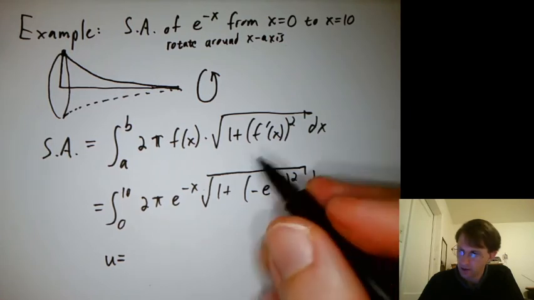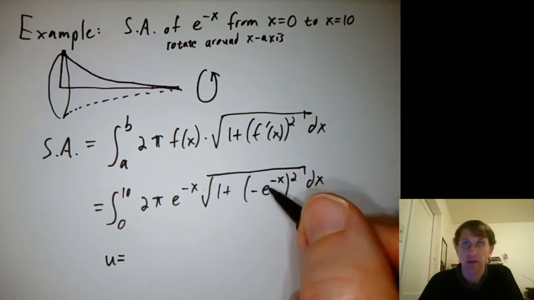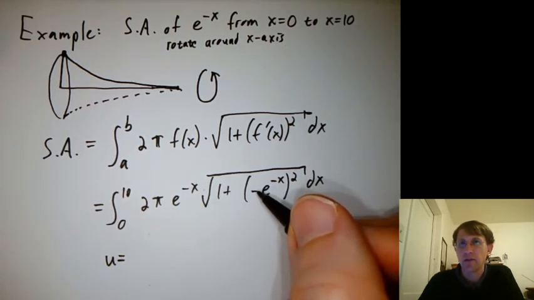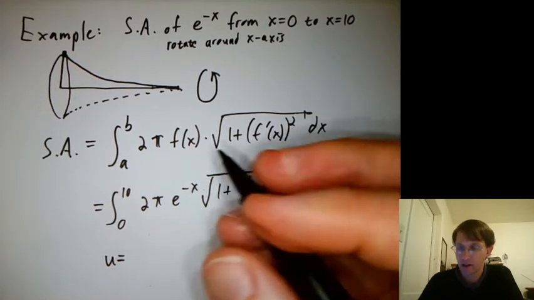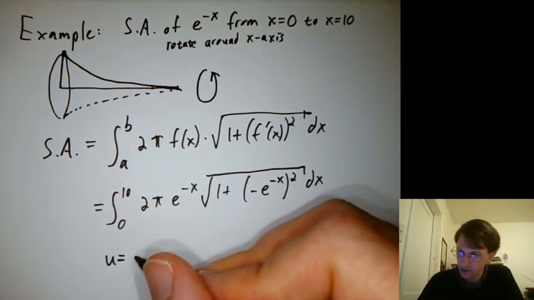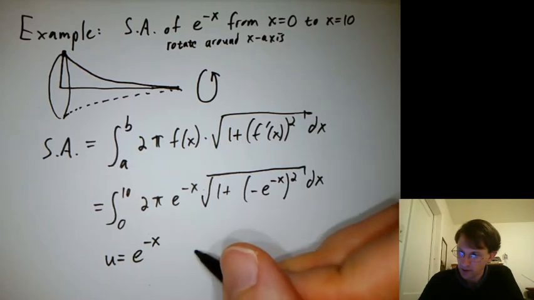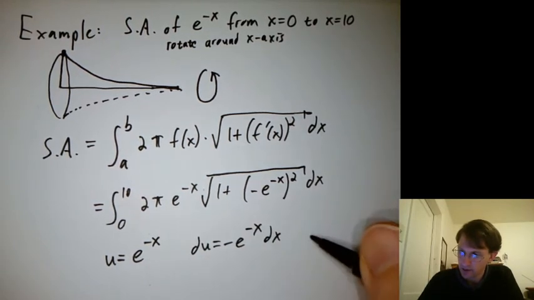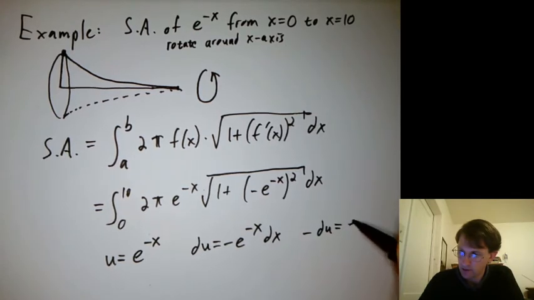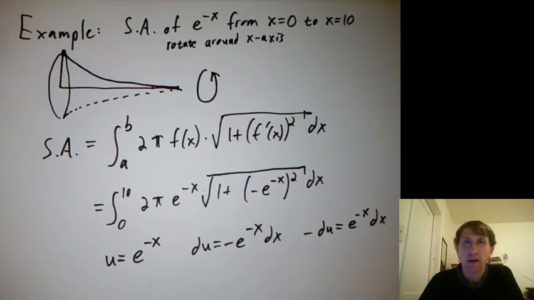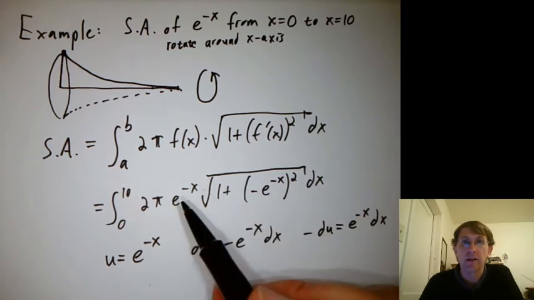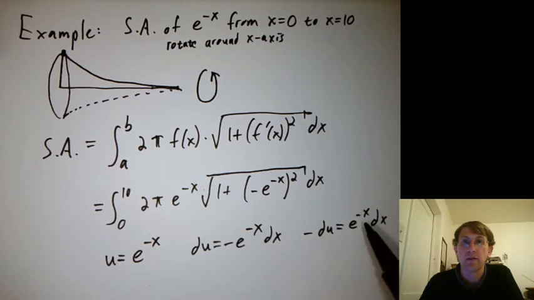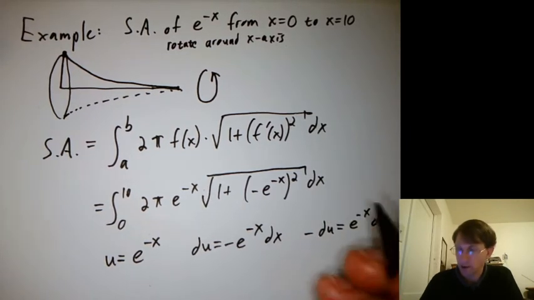Another way we could think about it is just this inside part. That turns out to be kind of a little easier. We can ignore the negative because the squaring is going to cancel that anyway. So let's just use u equals e to the negative x, and then du equals negative e to the negative x dx. So negative du equals e to the negative x dx. And oh, look at that. I've got an e to the negative x sitting there waiting to combine with this to give me e to the negative x dx. Handy.